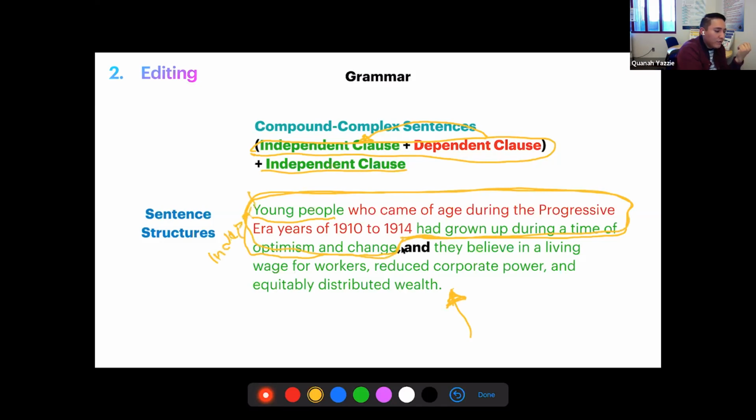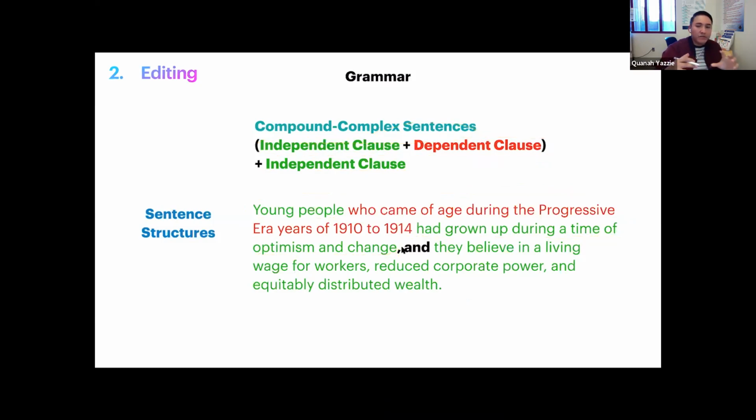So what do we do when we have two independent clauses? We separate it with a comma plus our coordinating conjunction. So this whole sentence here then becomes one complete sentence when we're dealing with compound complex sentences. So we can mix and match everything to make even bigger sentences and stuff like that. And this will help in identifying areas that you see within your essay itself.